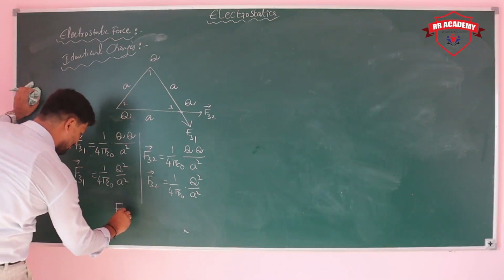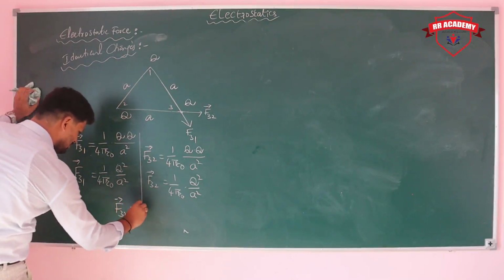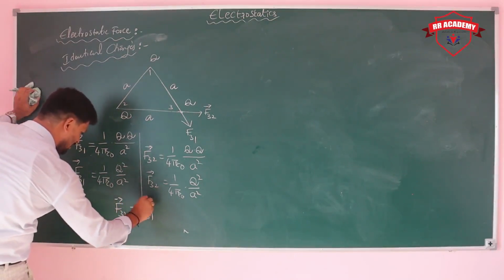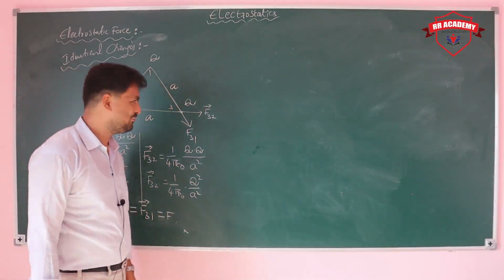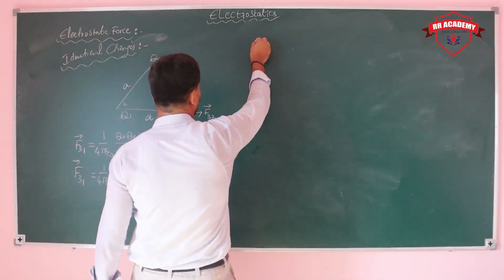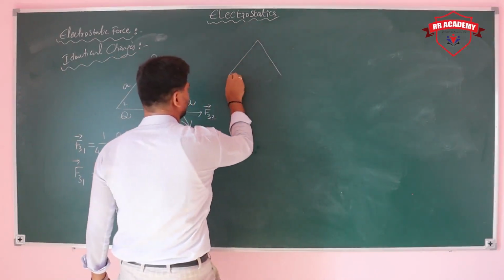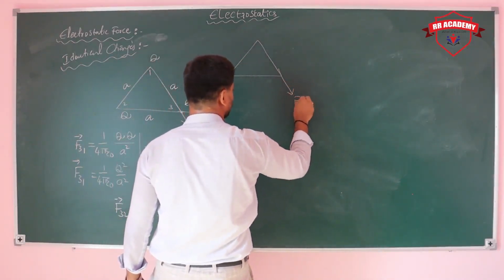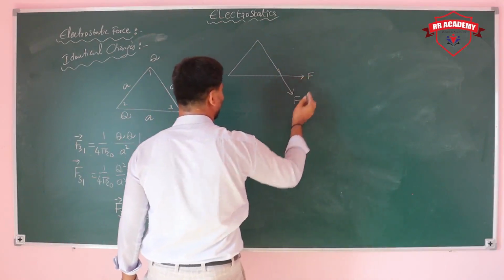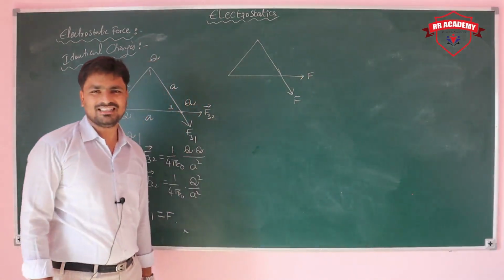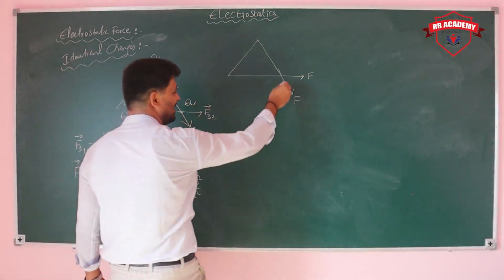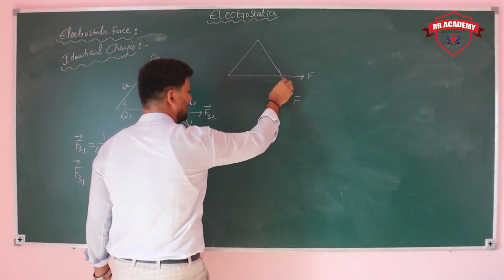What about the direction? F32 is equal to F31, and I am considering the magnitude as F. So now see here what has happened. This is F force and this is also F force. The force is a vector. What is the angle between them? This is the angle between them.